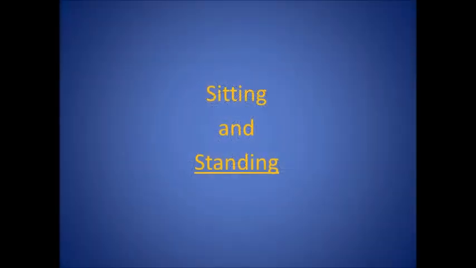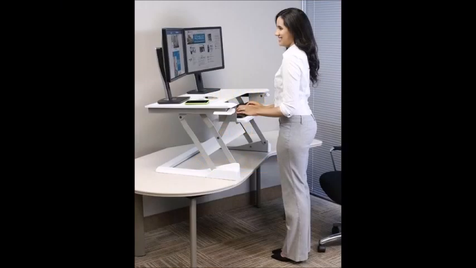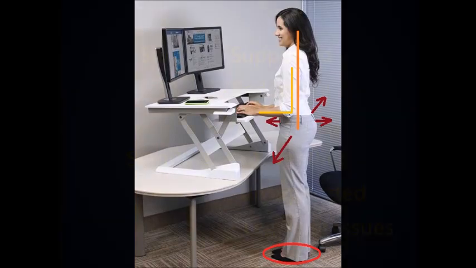Now let's consider standing. Wear comfortable shoes and consider standing on a special mat to cushion your weight. Keep a neutral upright alignment of your spine and the same 90-degree bend of your elbow as with sitting. Lastly, don't just stand there. Always move. Shift your weight back and forth or side to side constantly.